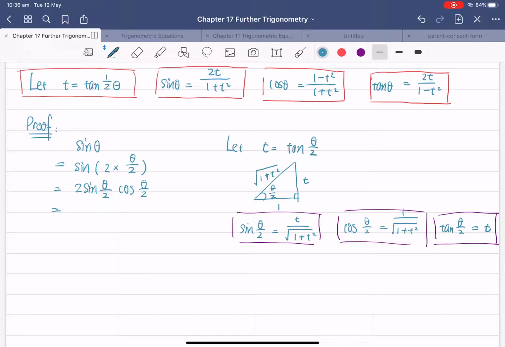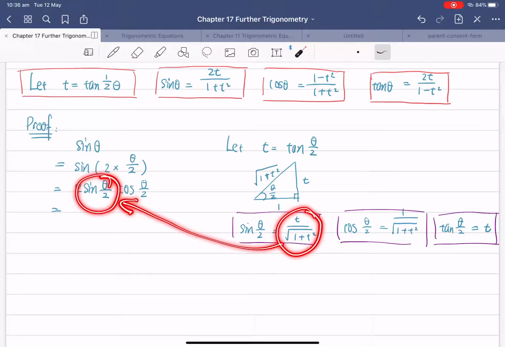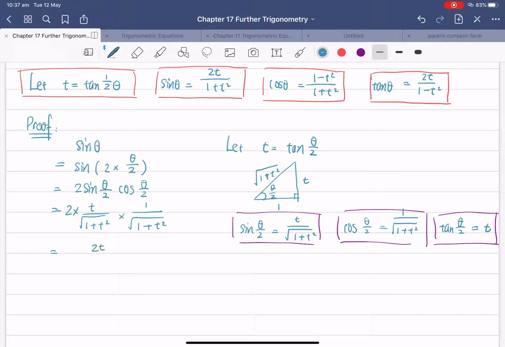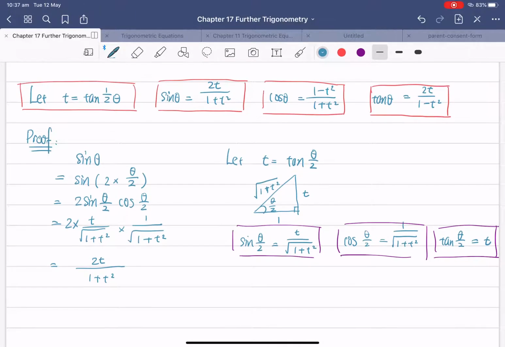We know sine theta over 2 is equal to that value there, and cosine theta over 2 is that part, so we can replace those inside. So hopefully we can use algebra to prove the formula. That gives you 2 times sine theta over 2, which is t over the square root of 1 plus t squared, times cosine theta over 2, which is 1 over the square root of 1 plus t squared. That gives you 2t over, in the denominator you've got both square roots, so the square roots cancel out, and now it becomes 1 plus t squared. So this is the first formula.